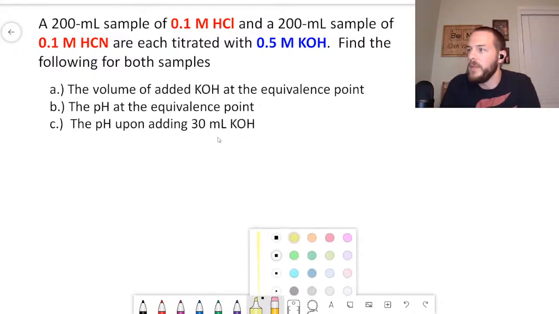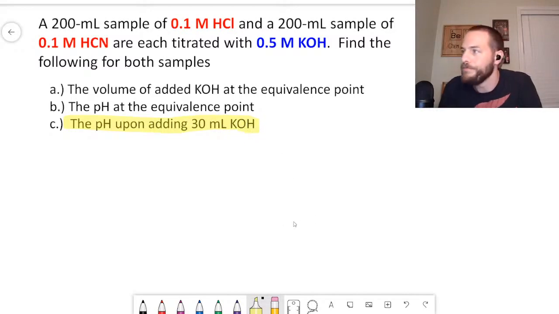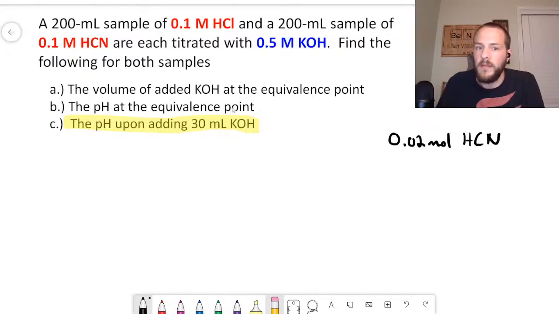Okay, so again, we're getting the pH upon adding 30 milliliters of KOH, and we're going to do that for the case of our HCN, right? So in the very beginning, we need moles of KOH, moles of HCN. We just calculated those for the strong acid example, and the values are going to be the same. It's just the formula is HCN instead of HCl. So when we calculated 0.02 moles of HCl, that same thing applies to the HCN, because there are two samples that have the same volume and the same concentrations. So of course, they'll have the same amounts in moles.